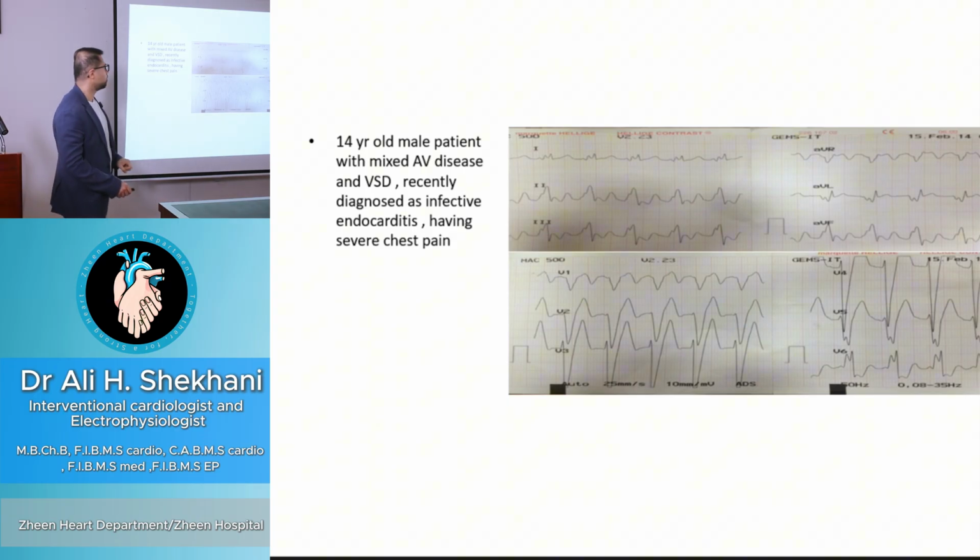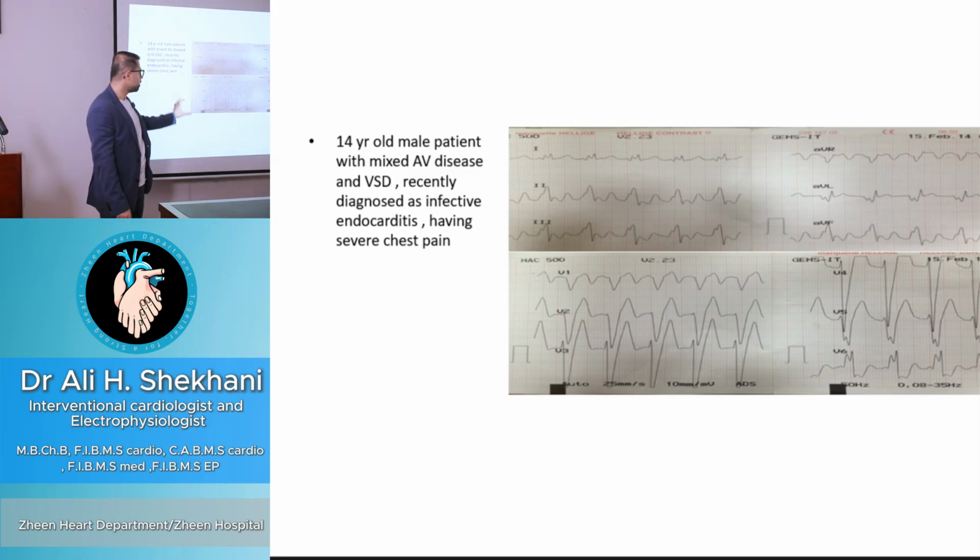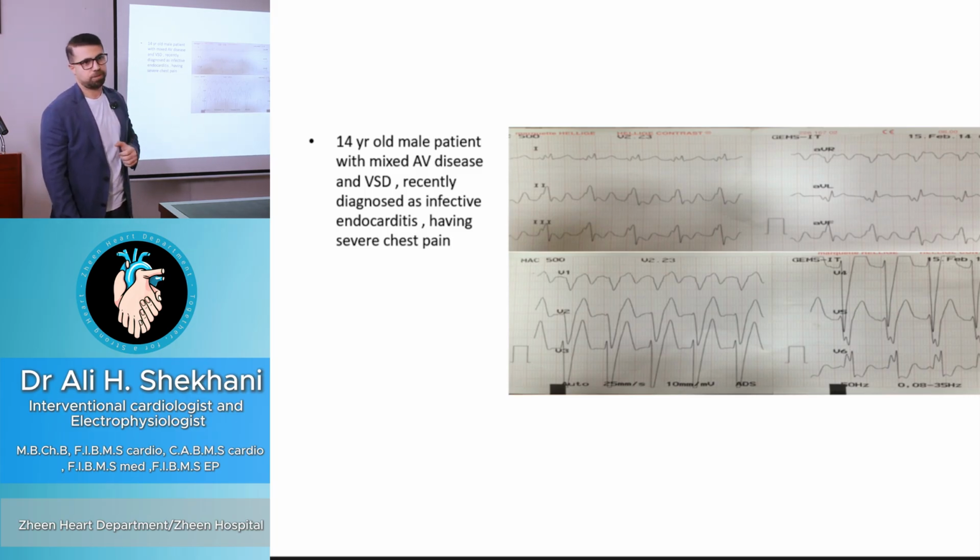And this is another ECG which is very interesting for me. A 14 years old male patient with mixed aortic valve disease and VSD, diagnosed with infective endocarditis, presented with severe chest pain. So this ECG, usually it is left bundle branch block. It is very clear, wide, and there is deep S in V1 and positive R in V5, V6. And the baseline ECG of the patient also shows left bundle branch block. So it's sometimes very difficult to interpret ECG for a patient with left bundle branch block.